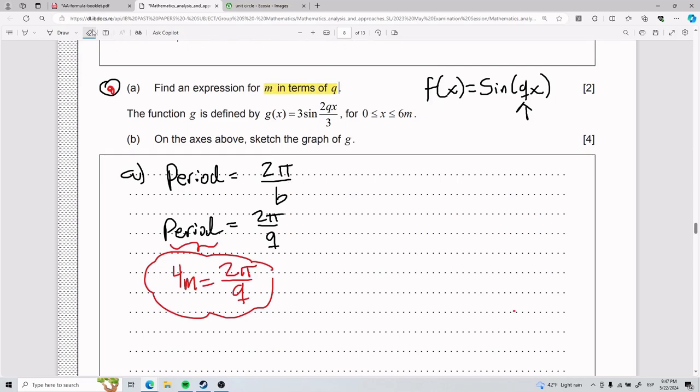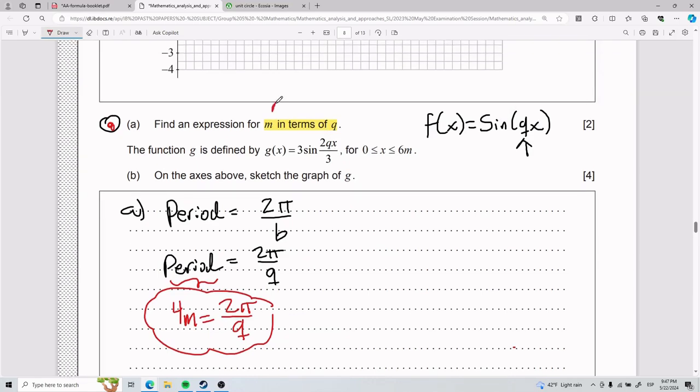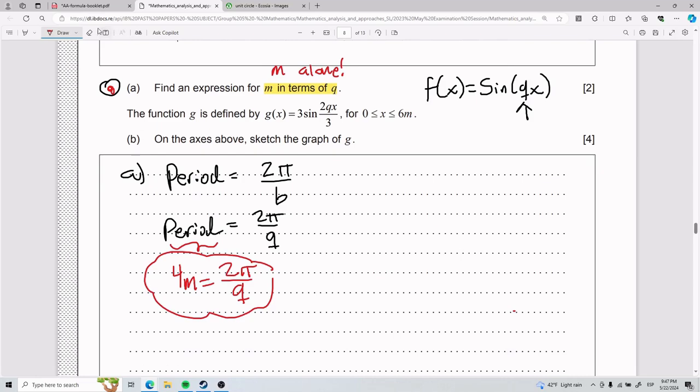And so you want m in terms of q. That means that m has to be alone. How do you get m alone from here? Well, it's being multiplied by 4, so you can divide by 4 to both sides.